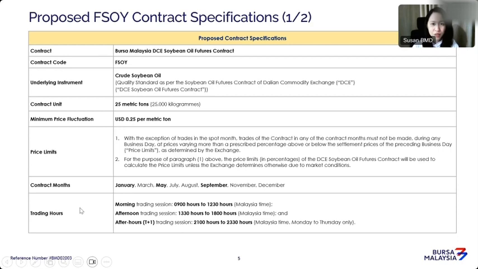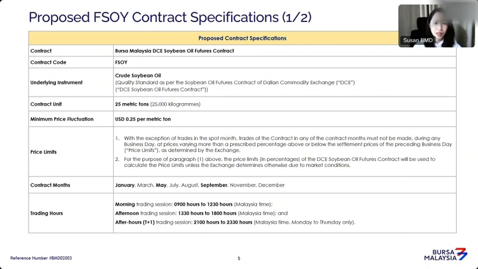As for trading hours, it is also slightly different from DCE's contract. FSOY has a slightly longer trading hour. The morning trading session starts from 9 to 12:30, which is the same as the Chinese market, the DCE soybean futures. The afternoon trading session starts from 1:30 until 6. Do take note that DCE's contract closes at 3 p.m., but the FSOY trades until 6 p.m.